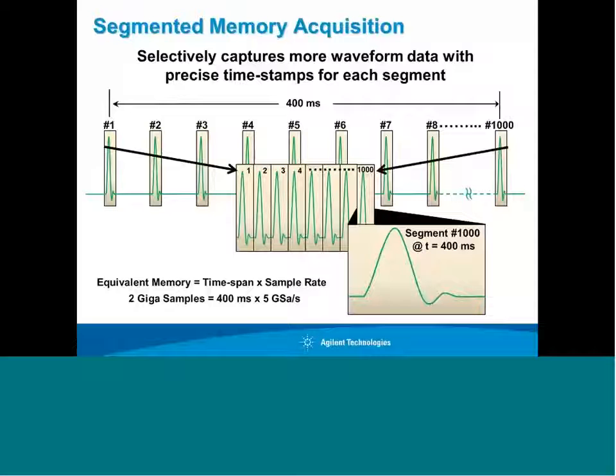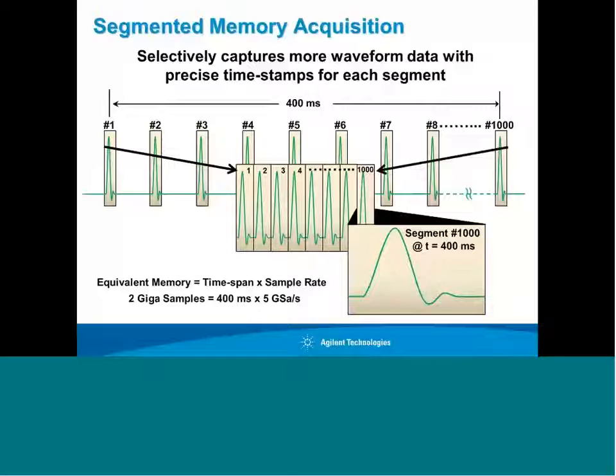But in this case, I've been able to capture 1,000 of them. Now, you could compute what the equivalent memory would be if I didn't have segmented memory, if I simply had very deep memory to capture 400 milliseconds of time at 5 gigasamples per second. That would require 2 gigasamples, or 2 gigabytes of memory.